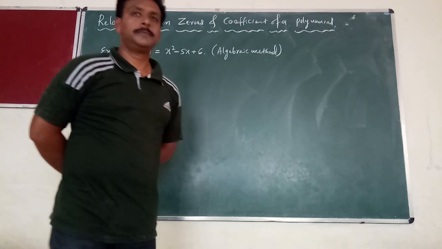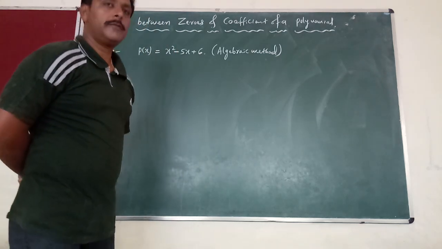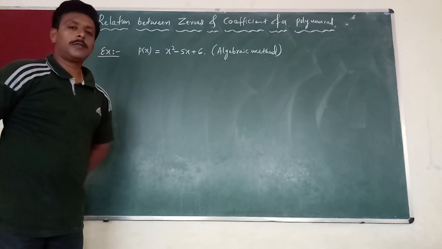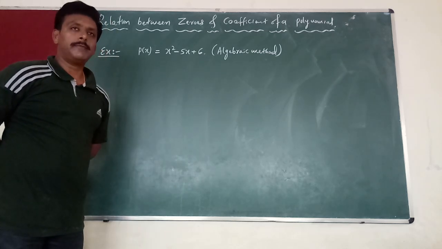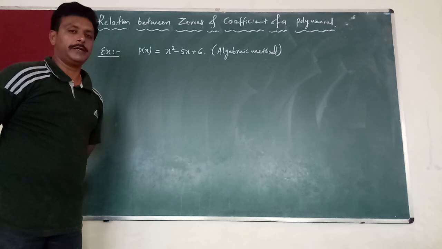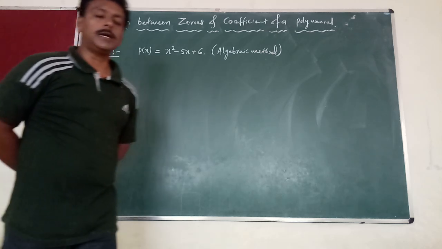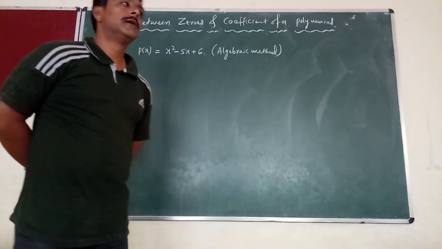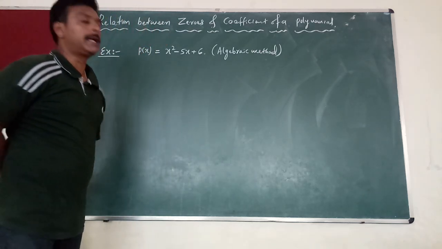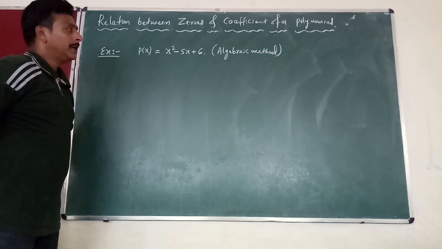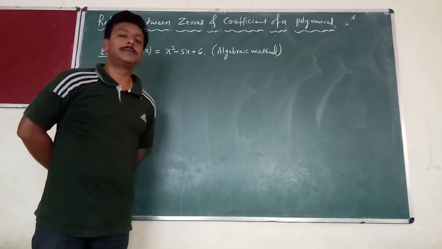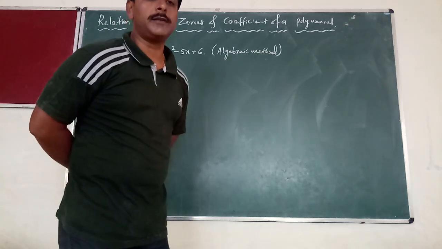Hello students, still we are in fifth part only. Because of some technical problem, I am making it as two separate videos. So please come to here. We just now finished the graphical method or geometrical method of finding the zero. Now I am going to take you towards algebraic method of finding the zeros.